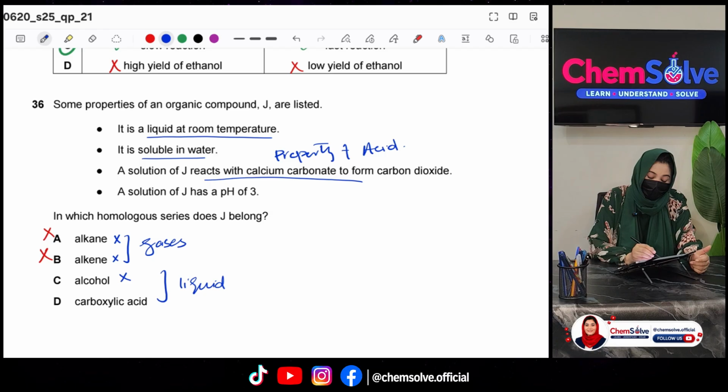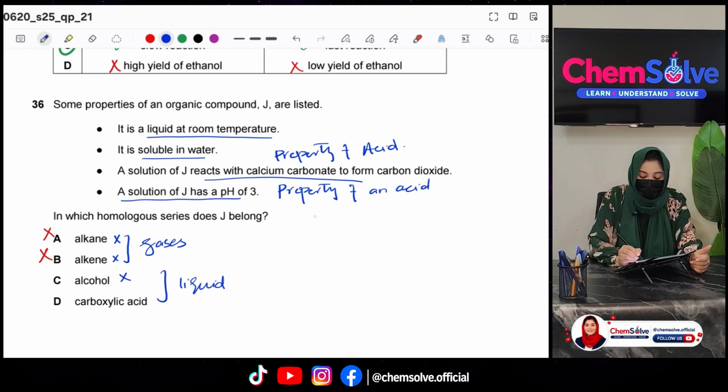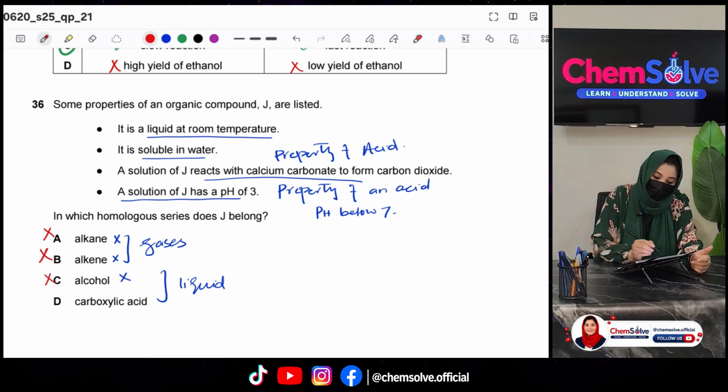But look at the other statement. A solution of J has a pH of 3. This is also the property of an acid, because acids have a pH below 7. So it is confirmed that C is not our option. Instead, the correct option is option D.